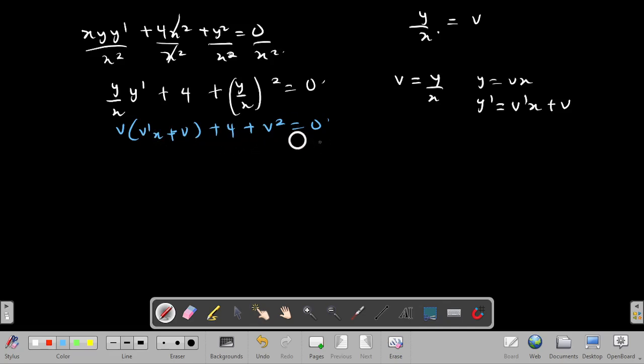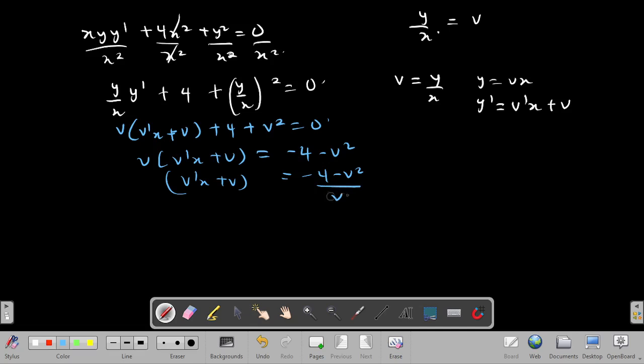I'll move the v's to the other side. So I'll have v multiplying v prime x plus v is equal to negative 4 minus v squared. At this point, I'll have v prime x plus v is equal to negative 4 minus v squared all over v. At this point, I'm still not done. I have to make v prime x the subject. So v prime x is equal to negative 4 minus v squared over v minus v.